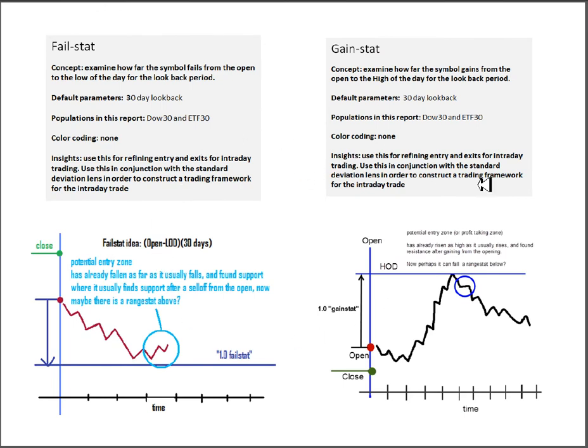These are the stats and definitions of the fail stat and the gain stat. You can pause the tape and look at that if you want to, but I've already described what that looks like. Essentially what we're looking at is if it closed here, opened here, sold off, a fail stat, started finding support, we would look at that as a reasonable place to start looking for a retracement trade intraday.